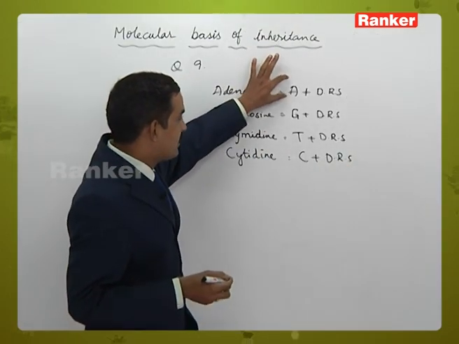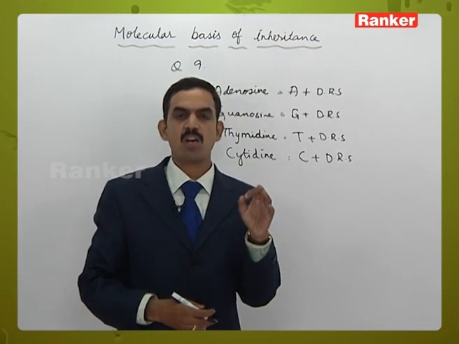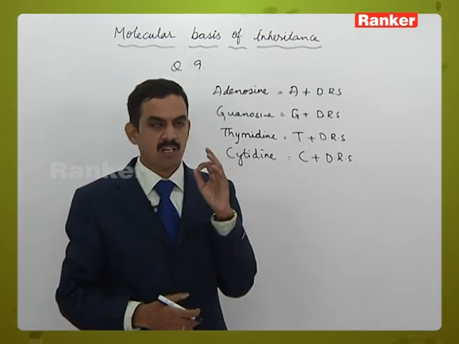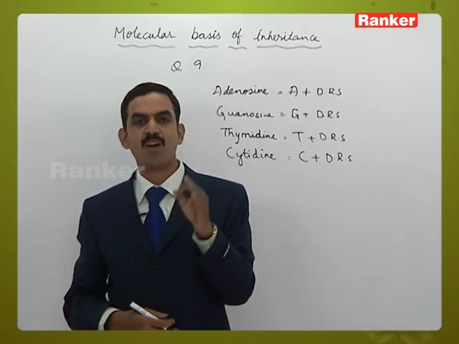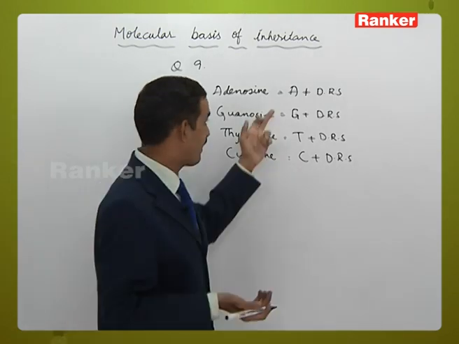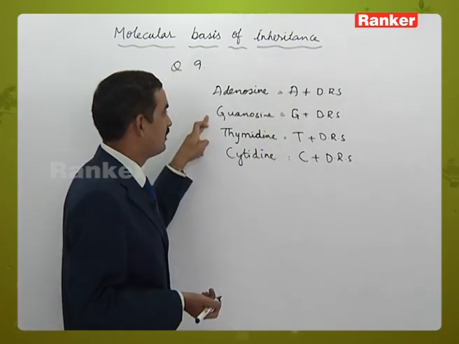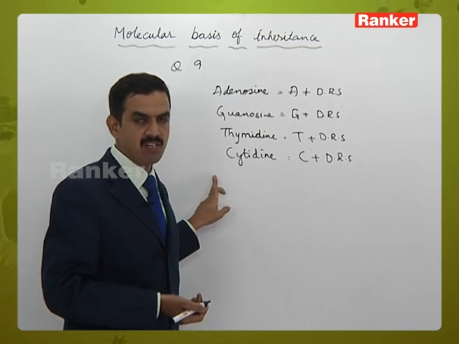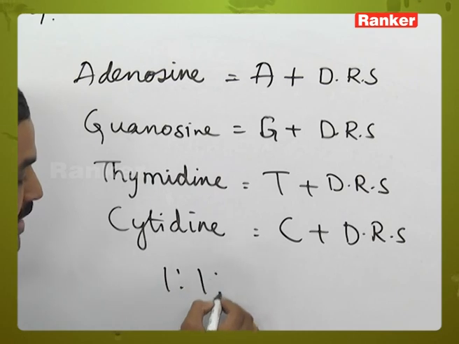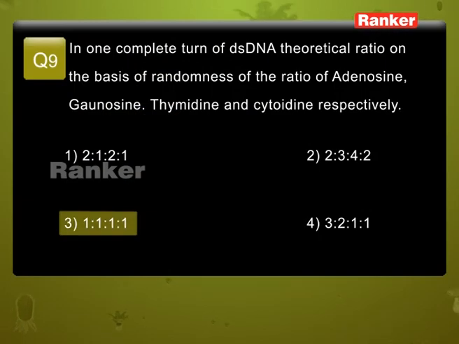As we know, theoretically we say that the purines and pyrimidines are equal in their proportion. That is, they exist in 1:1:1:1 in one complete turn of DNA, but they may practically differ. So when we are saying all these are equal in their proportion, definitely the nucleotides will also be in equal ratio theoretically, that is, they exist in 1:1:1:1 ratio. So question number 9, the correct answer is 3.